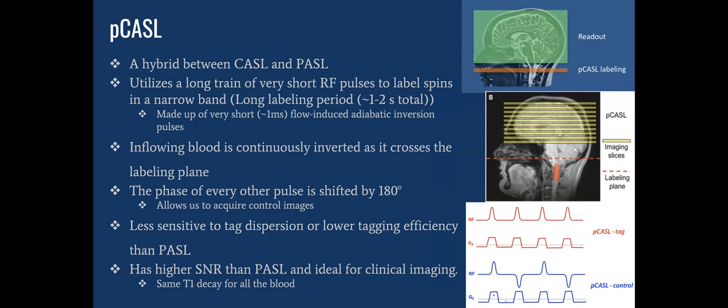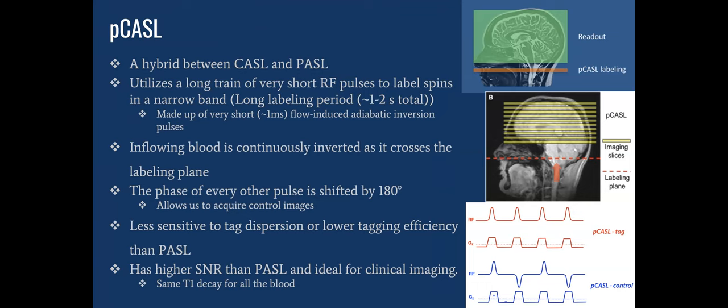The last kind is the pseudo-continuous ASL, which is a hybrid of the continuous ASL and pulsed ASL. It utilizes a long train of very short RF pulses to label spins in a narrow band. The inflowing blood is continuously inverted as it crosses the labeling plane, and the phase of every other pulse is shifted by 180 degrees.